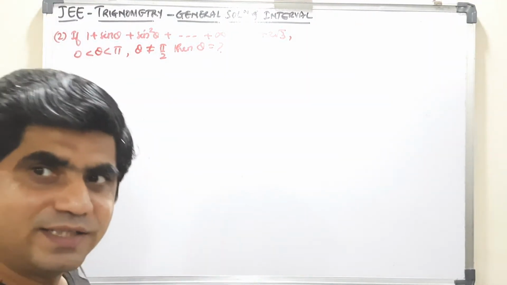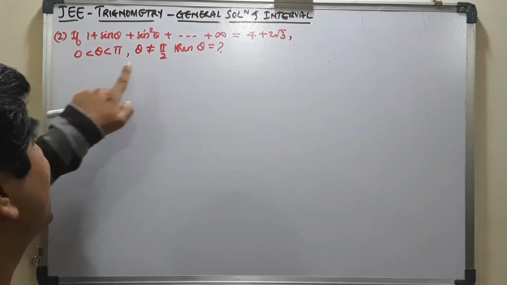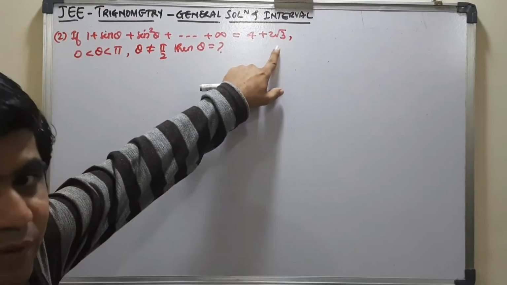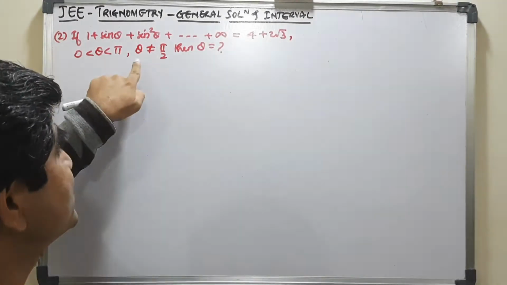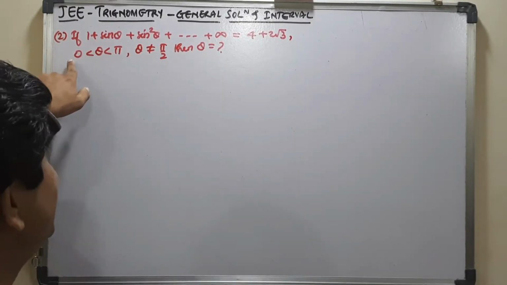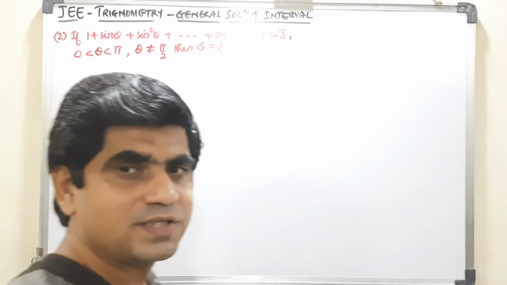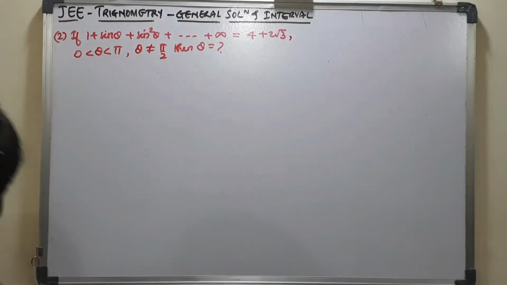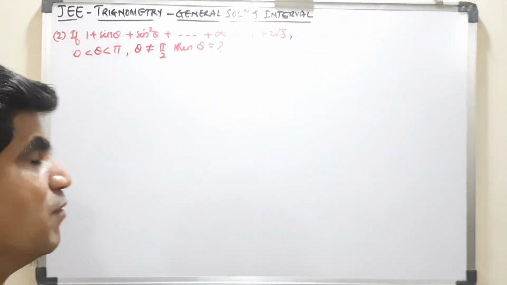So here an important condition is given over there. Theta must not be equal to pi by 2, because if it becomes pi by 2, that will become infinity over here. So obviously this theta is not equal to pi by 2, and theta lies between 0 and pi, 0 and pi not included. That means the value of sin theta is positive. That is the best thing, so you don't have to think more on it.